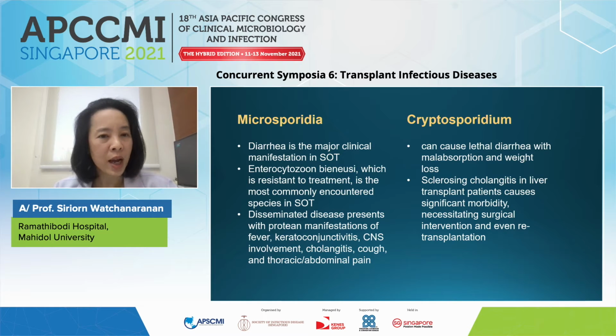Microsporidium is very challenging. Although diarrhea is the most common presentation, Enterocytozoon bieneusi, which is resistant to treatment, is the most commonly encountered species in organ transplant, and disseminated disease can be seen. For Cryptosporidium, diarrhea can be lethal, and patients can suffer from malabsorption and weight loss as well. Sclerosing cholangitis was shown as an example in the case I just showed you. Next slide.